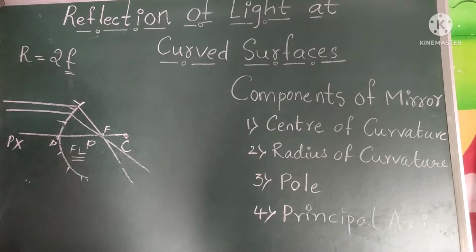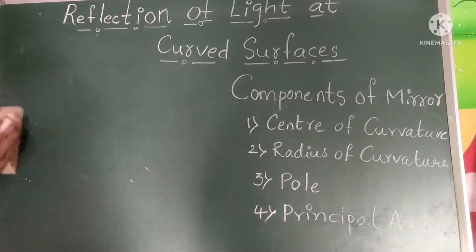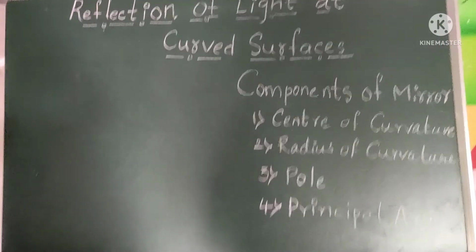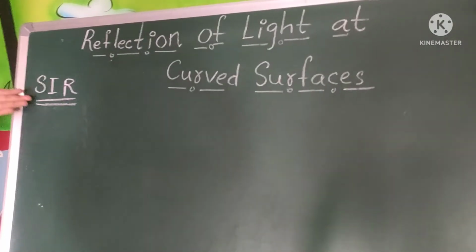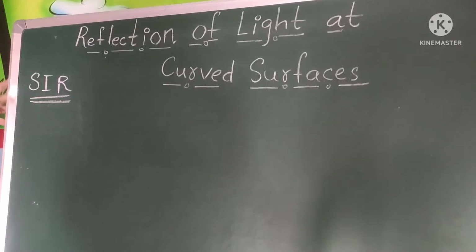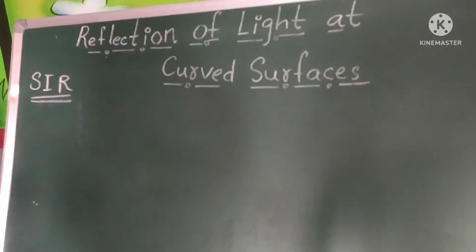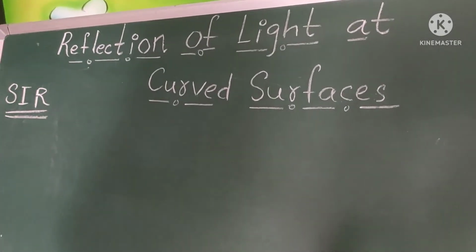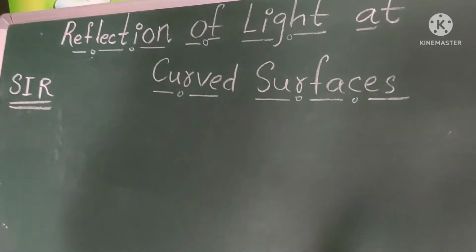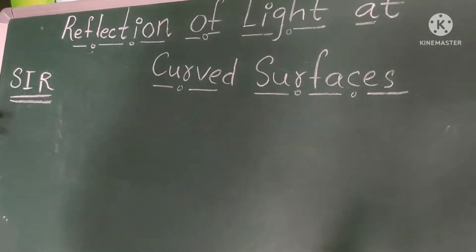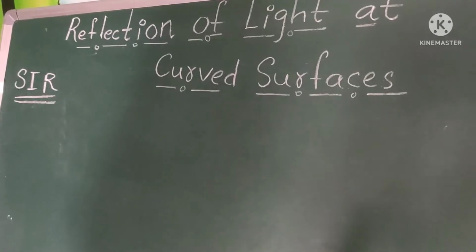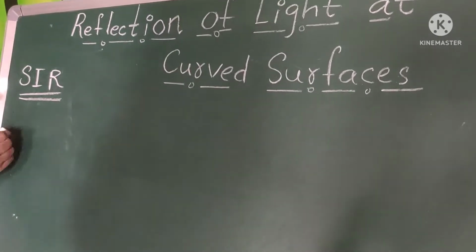So now let us learn SIR. What is this? Standard incident rays. These are not given in our textbook particularly, but in the NCERT and CBSE textbooks it's given. So let us learn it. We have three rays, so let us learn them one by one. What's the first ray? Let's draw it.